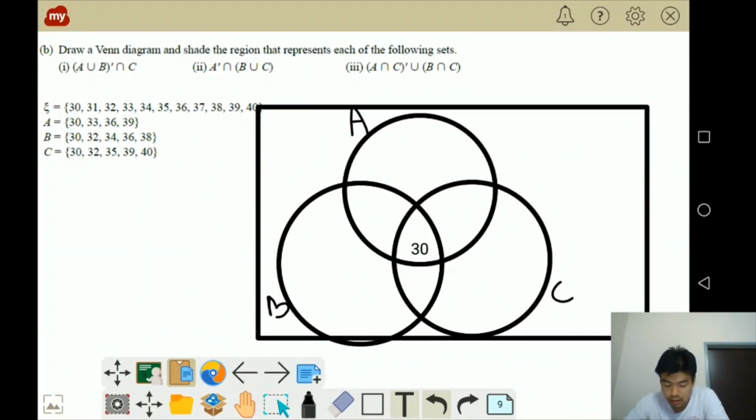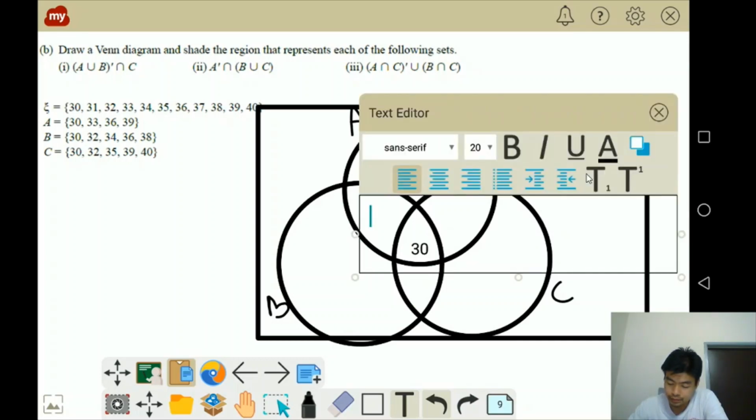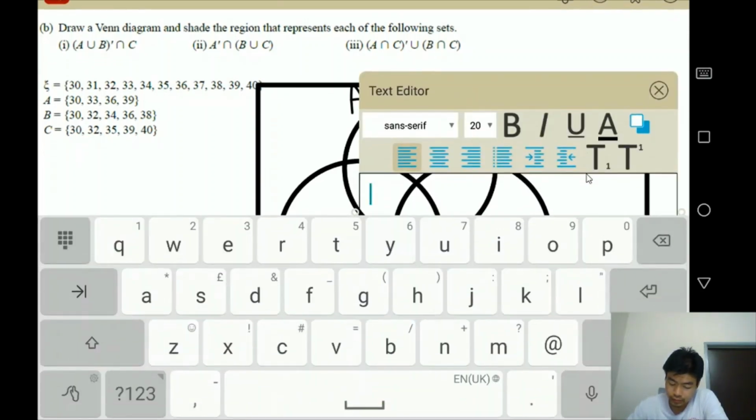Okay, set A and set B. What is the number that appears in set A and set B? I have 30 already, so set A and set B: 32, 33, 34, okay, 36. 36 appears in set A and set B. So I should write 36 right over here. Right, 36, done.